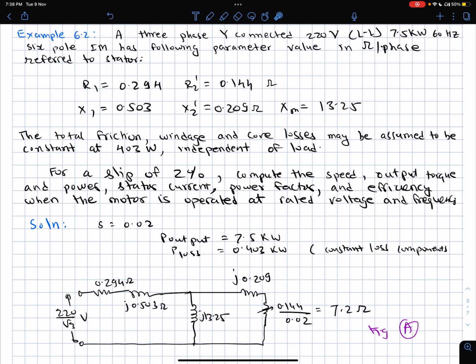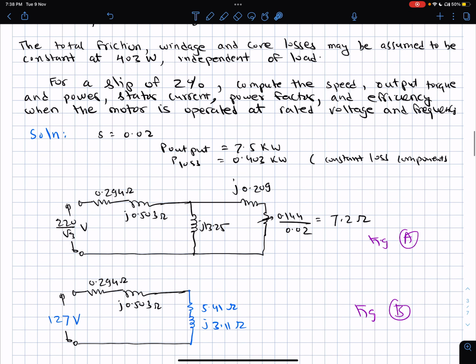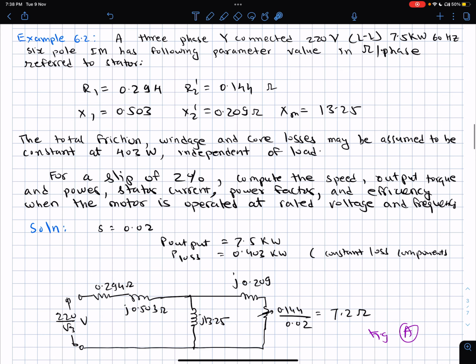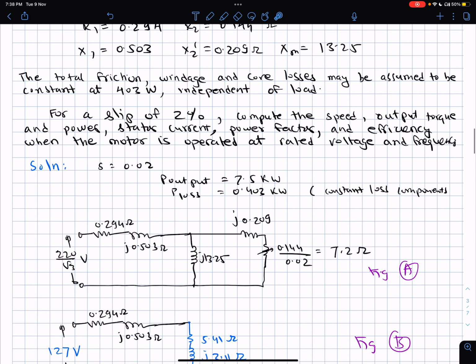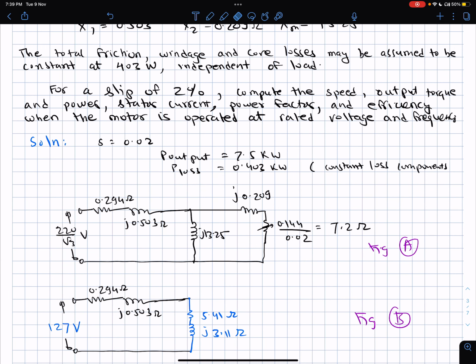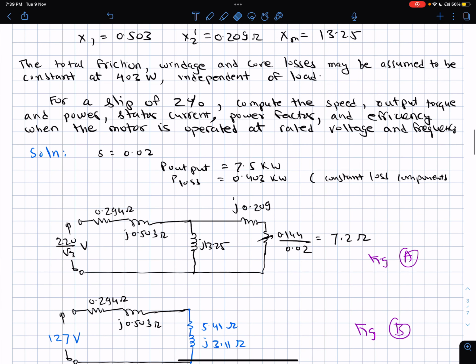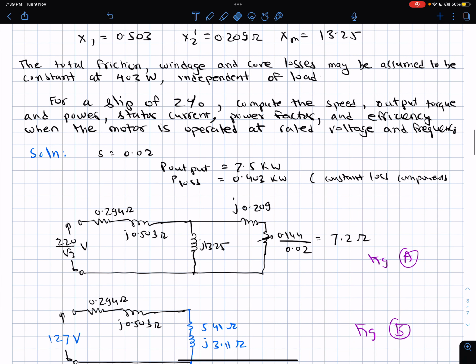R1 is given to us, X1 is also given to us. But while writing on the equivalent circuit, you have to put the j operator also, because we are going to play with the numbers now. And the input voltage, since this is line to line Y connected, per phase will come out to be 220 by root 3 volts. So now our equivalent circuit is cleared. Now what is it that we are asked to calculate?